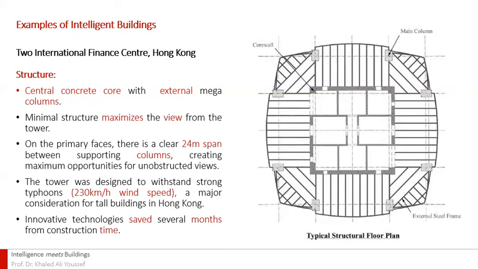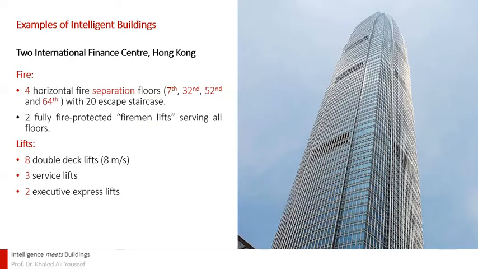As for the structure of the building, it has a central concrete wall plus 8 external columns. This maximizes the view from the tower. First, the structure system allows the building to withstand high wind speed up to 230 kilometers per hour. As for the fire and life safety systems, 4 horizontal fire separation floors are provided. 2 fully fire protected lifts are provided also. These are called firemen lifts.